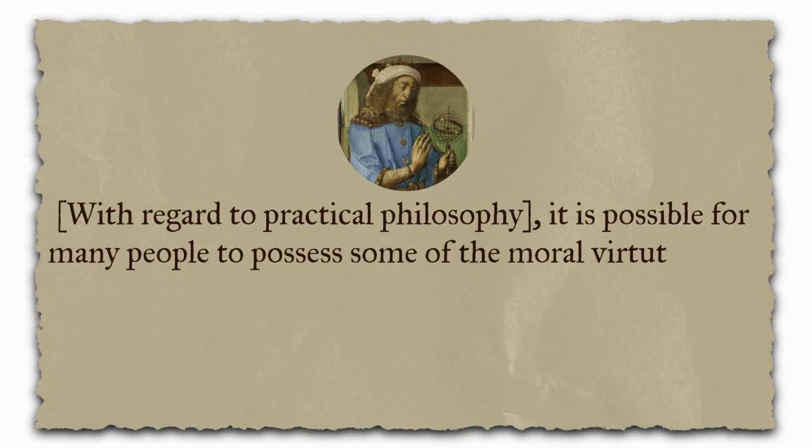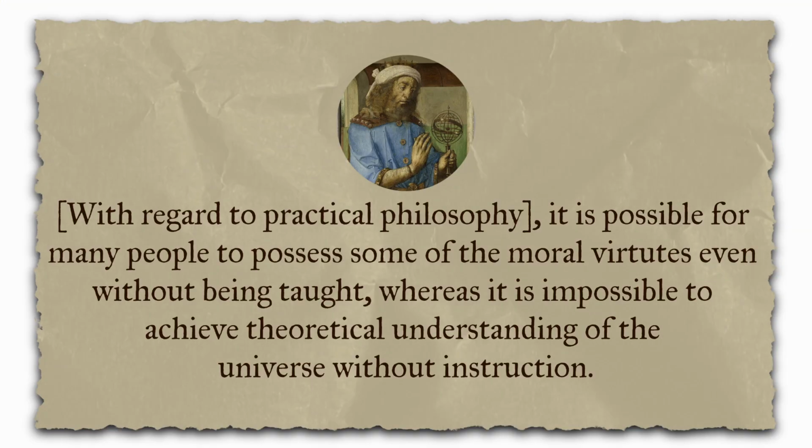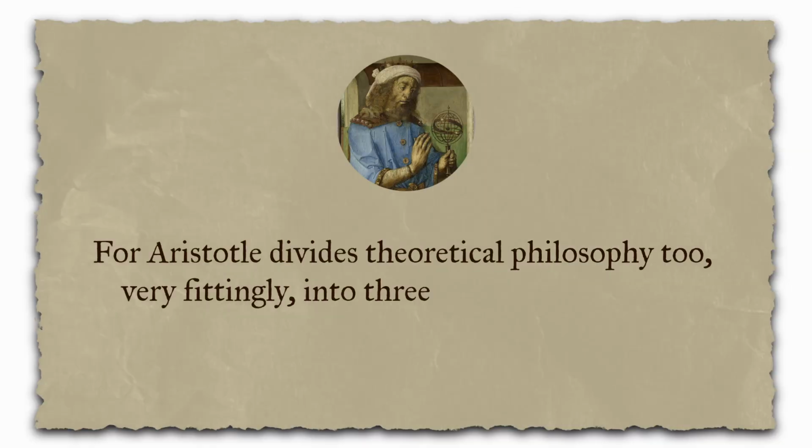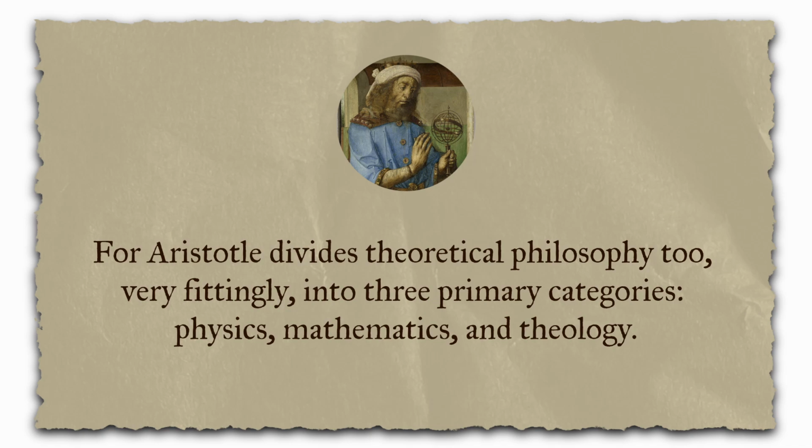It begins with moral philosophy, which, Ptolemy tells us, individuals can possess some of the moral virtues, even without having been taught. He contrasts this with natural philosophy, in which it is impossible to achieve a theoretical understanding of the universe without instruction. He then discusses how Aristotle breaks theoretical philosophy into 3 subcategories: physics, mathematics, and theology.